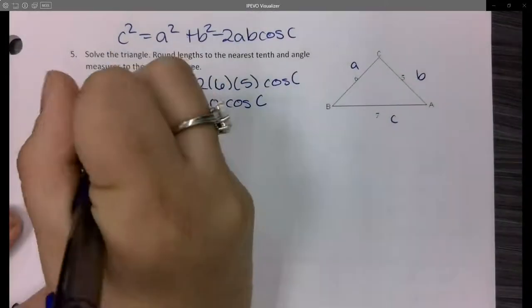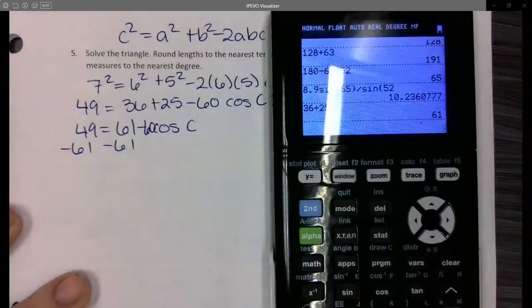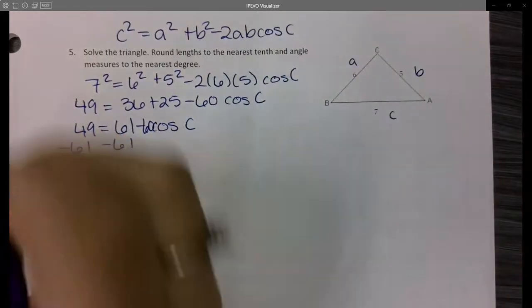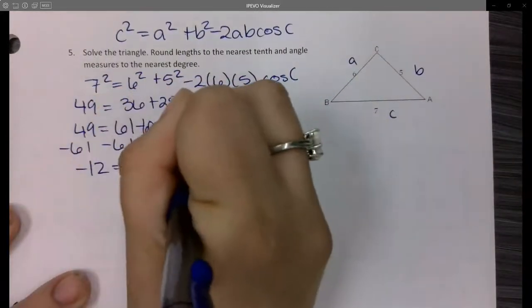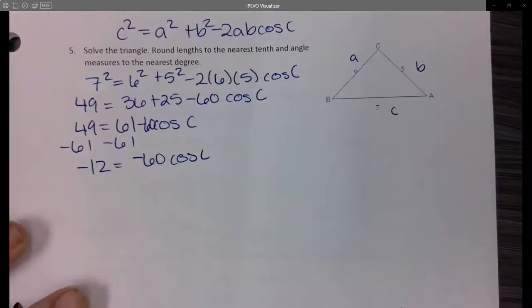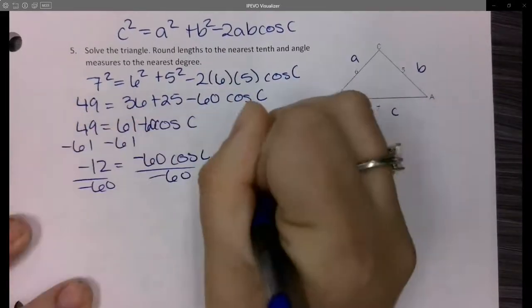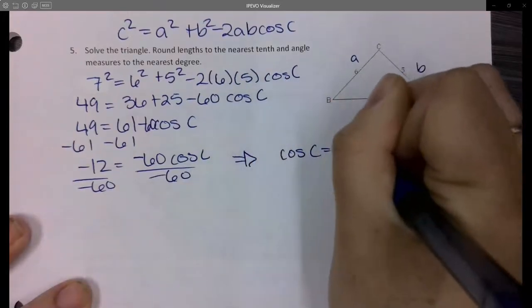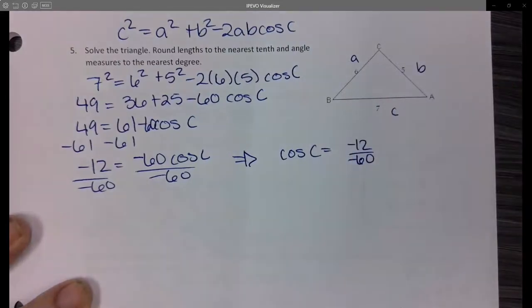Then I want to go ahead and subtract 61 on both sides. 49 minus 61 gets me negative 12. Then I want to go ahead and divide both sides by negative 60. If I rewrite this, this is going to get me cosine C equals negative 12 over negative 60. I want to leave this as a fraction so it's as exact as possible.